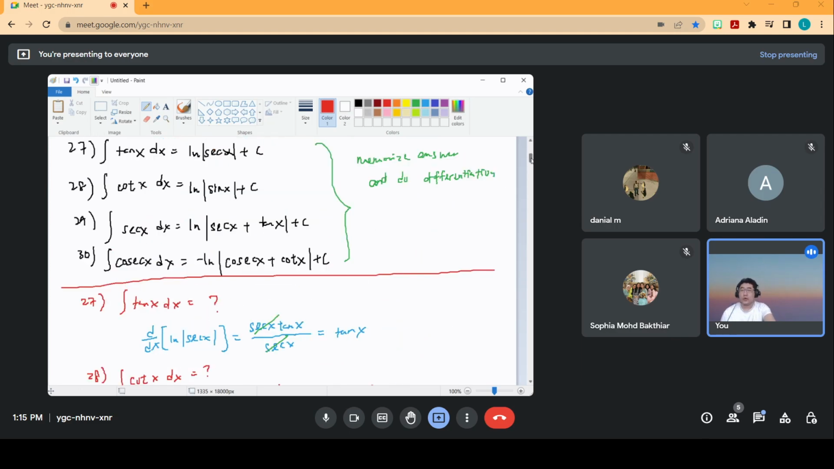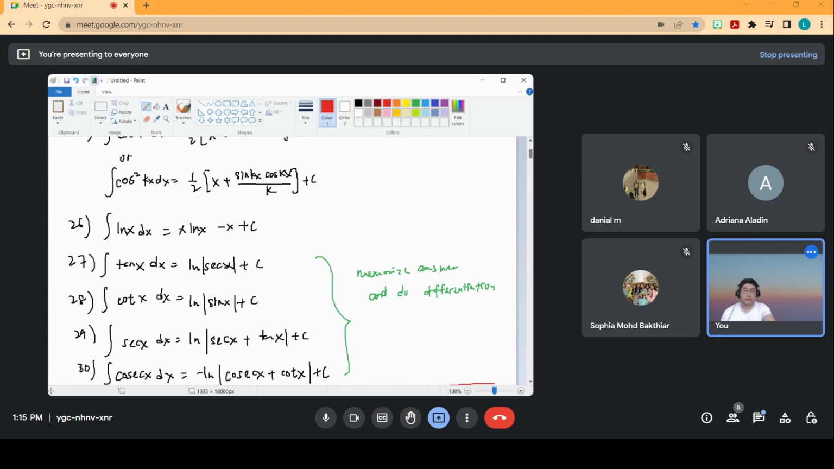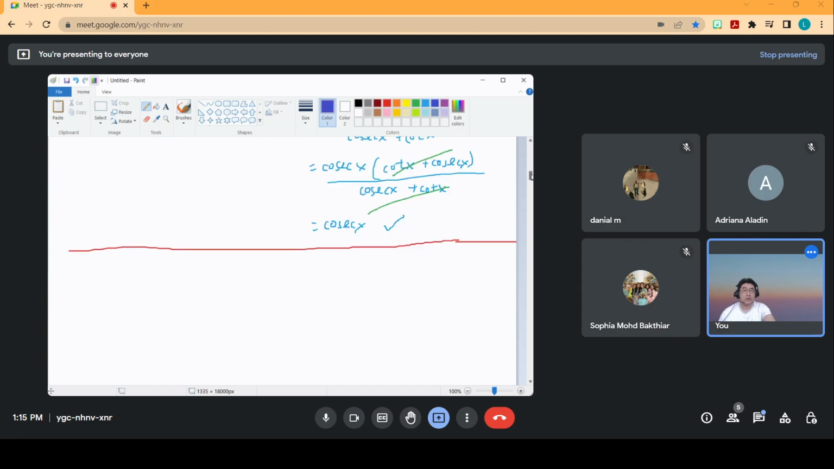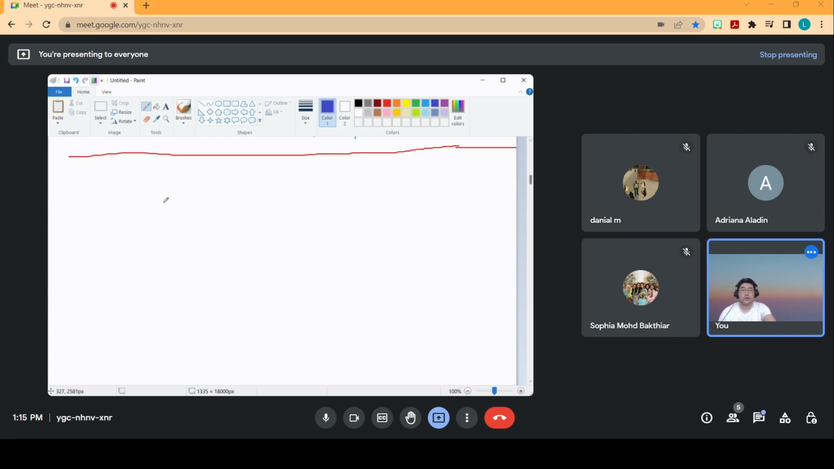Okay, again 24, 25, 26, not yet. So after that, now this is E. This is just E, special formula. Then F, integration technique.